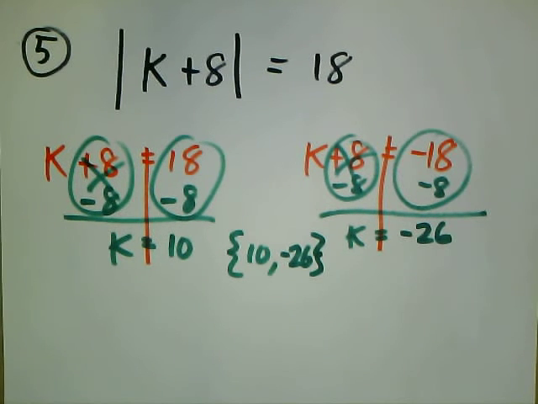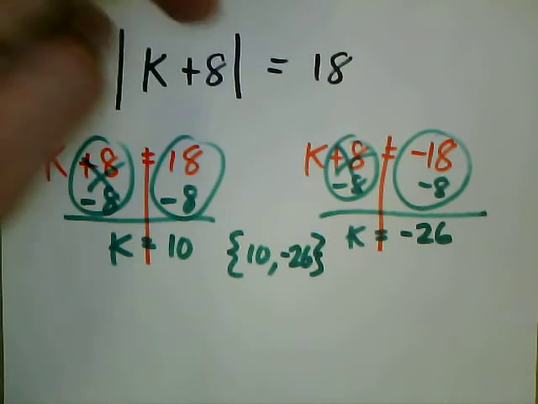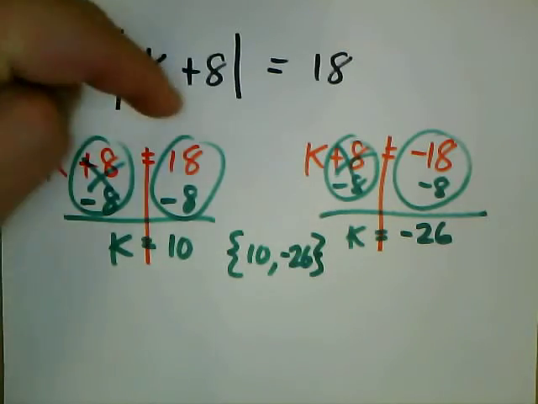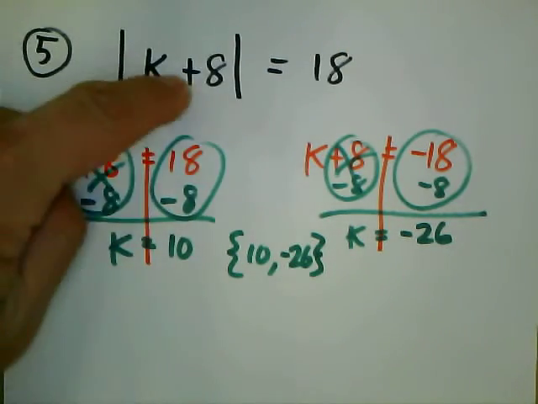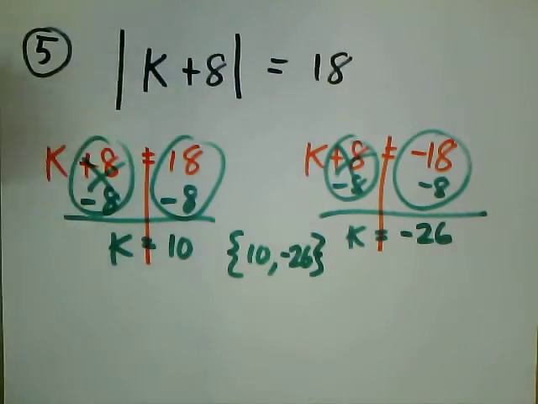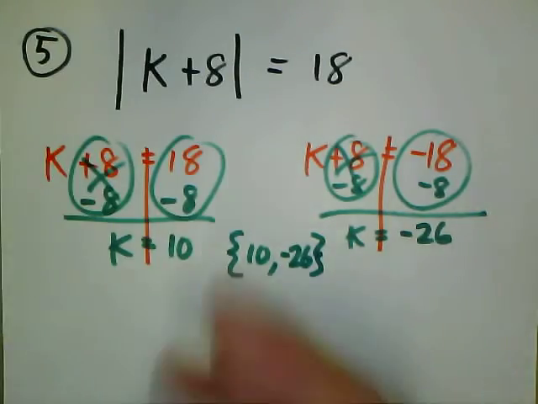So you have two answers. Again, I could go through that and say, you know, put the 10 in there, right? 10 plus 8 is 18. Absolute value of 18 is 18. Negative 26 plus 8 is negative 18. The absolute value of negative 18 is 18. That's why there's two answers.